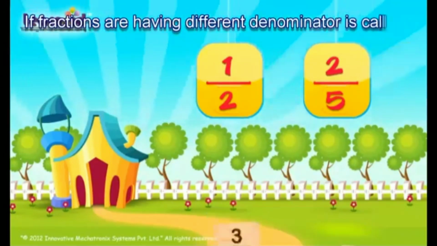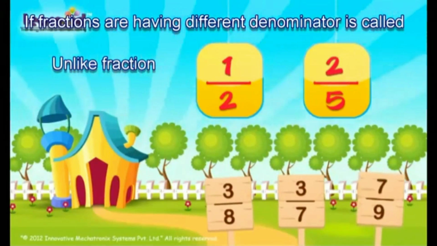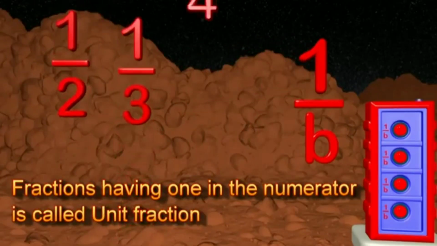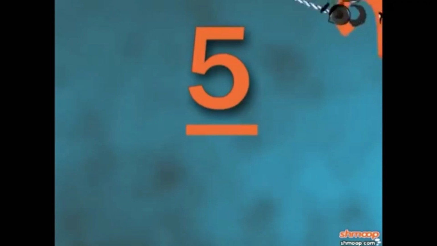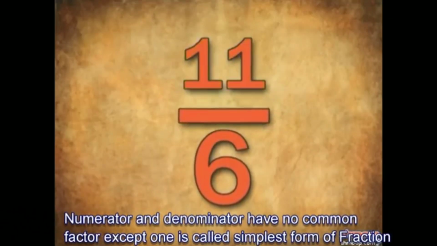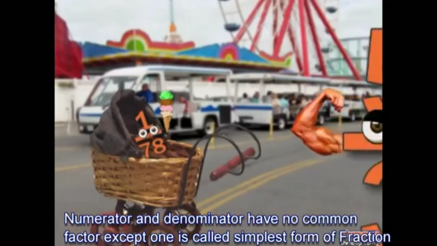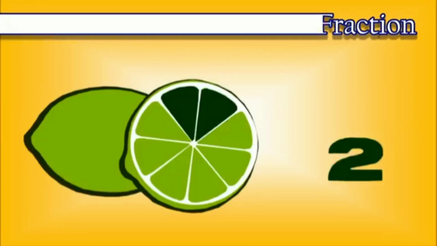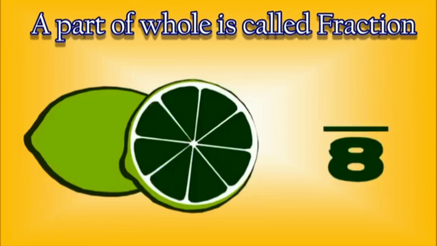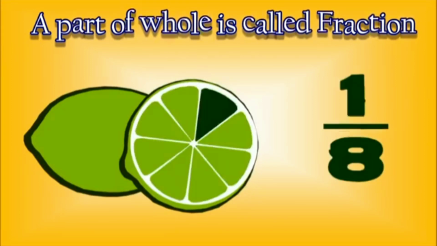Fractions having different denominators are called unlike fractions. Fractions having one in the numerator are called unit fractions. When the numerator and denominator have no common factor except one, it's called the simplest form of fraction. Fraction, fraction, fraction. A part of a whole is a fraction.